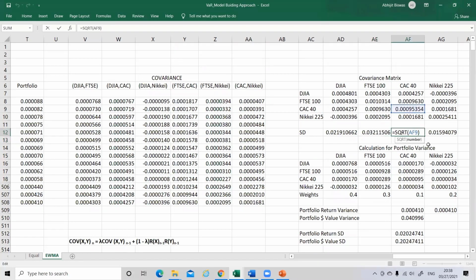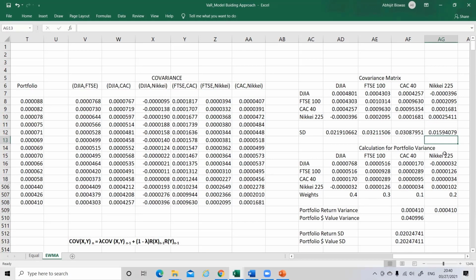Calculate the standard deviation of CSE. So again, that is square root of variance. So equals to SQRT, that is square root of AF9. Done. Then you calculate the standard deviation of Nikkei. That is square root of AG10, square root of variance. Okay, done till this, everybody?